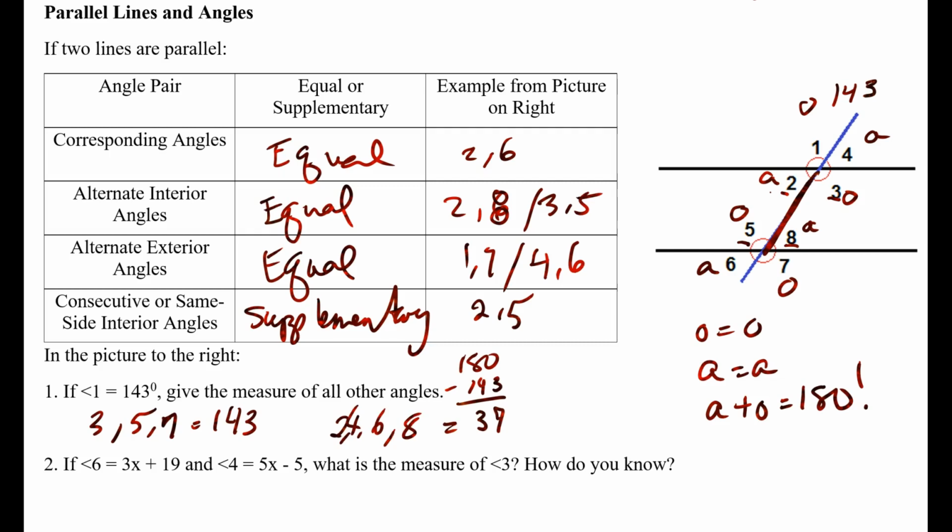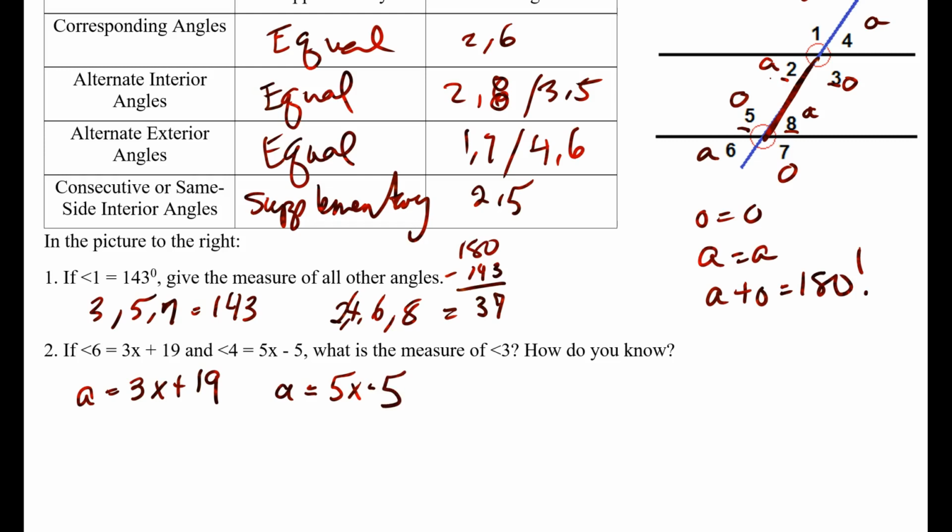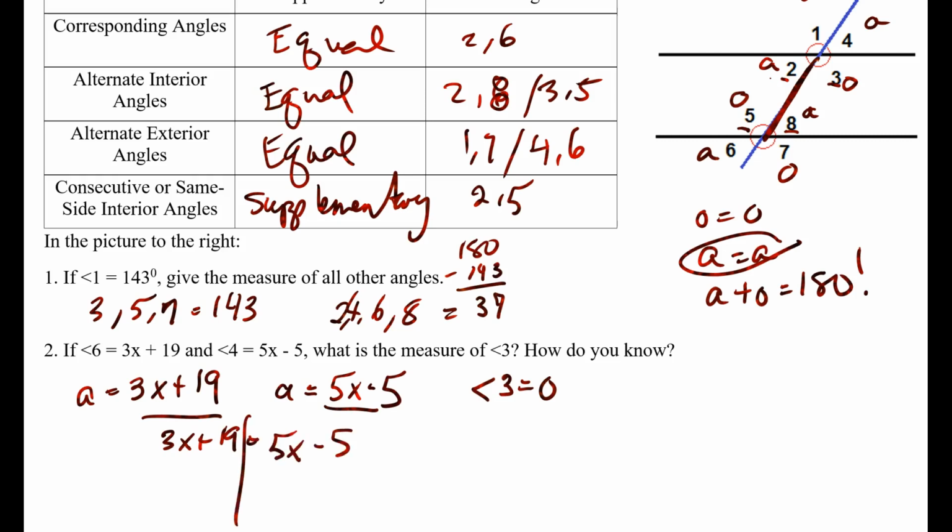All right, let's get to this algebra stuff. If angle 6 is 3x plus 19, not 9, Mr. O'Neill, so 6 is right here, that's an A. And then angle 4, which is an A, is equal to 5x minus 5. What is the measure of angle 3, which is an O? Well, we know that these are A's. And what do we know about A's? They're equal. So what are we going to do with this equation? Set them equal. So 3x plus 19 is equal to 5x minus 5.